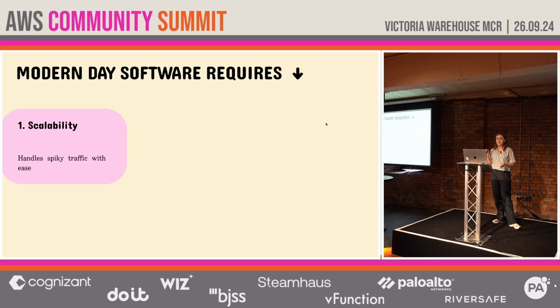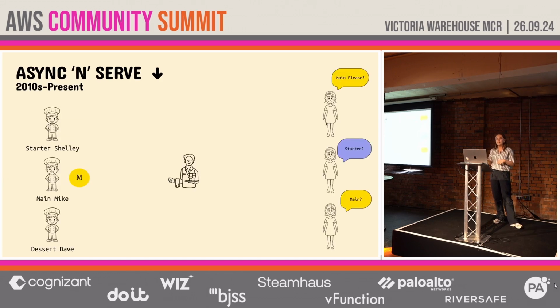So modern day software, just to conclude this part before we move into the different strategies, we need to have scalability. So right now we need to be able to handle spiky traffic with ease. And the way that modern day software and async architectures do this is, say we take the previous example, we just add more chefs, so we'll horizontally scale that way. And you can see that's analogous to Lambda and how that scales up and down. You still have the microservices in terms of the starter, the main, and the dessert as the different microservices, but they can scale horizontally themselves.